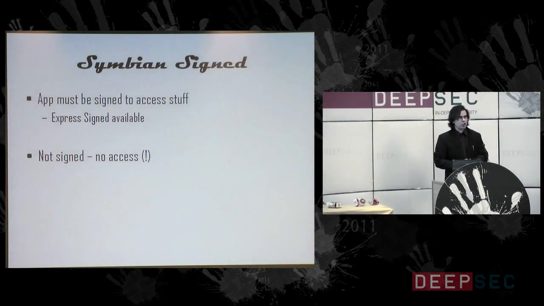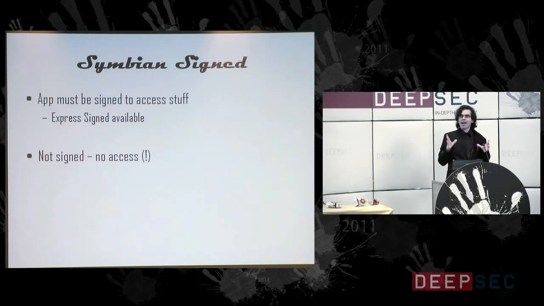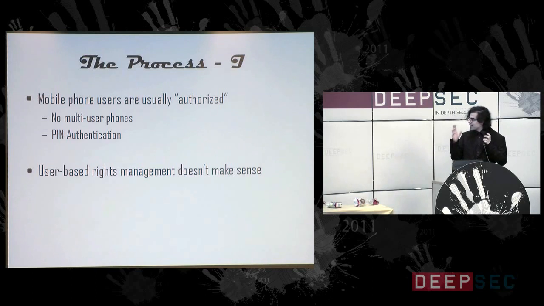Symbian was the first operating system to introduce some kind of security. It introduced the so-called Symbian-signed code signing scheme. This meant that binaries had to be signed. And if the binary wasn't signed, then the binary wasn't allowed to do sensitive stuff, like, for example, call a premium rate number. And the Symbian signed system was broken down on a process level.